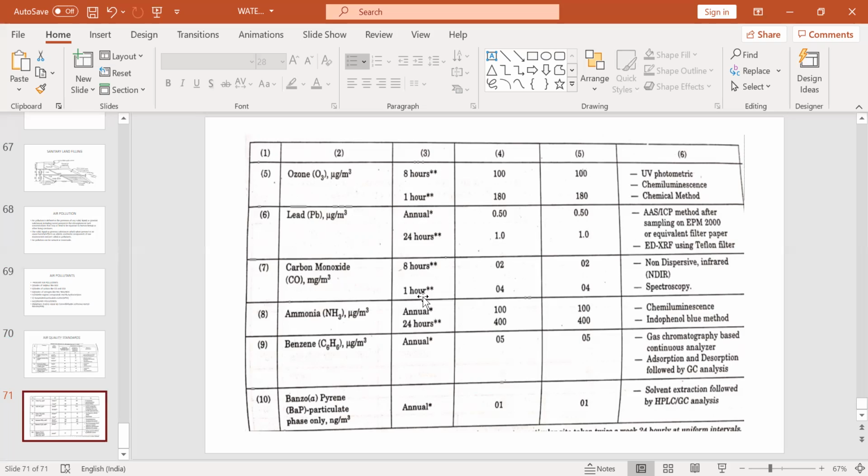Carbon monoxide, 8 hours, again quite unstable. So 8 hours and 1 hour. It is only 2, and for 1 hour it is only 4. Ammonia, 100 and 400. Ammonia is quite a stable gas. So here you have to understand that the stable ones are given for annual and 24 hours, but the unstable gases, like ozone and carbon monoxide, will be measured in an 8 hourly index or 1 hourly index. Benzene, annually, quite stable. Benzopyrene, these are aromatic compounds, so they fall in the hydrocarbon category. These are the limits. We'll go through this table to understand these limits.